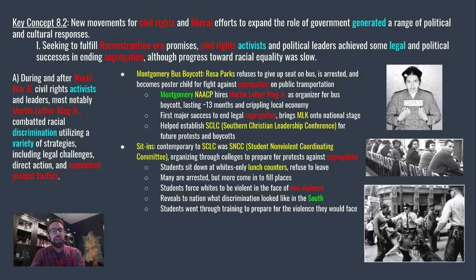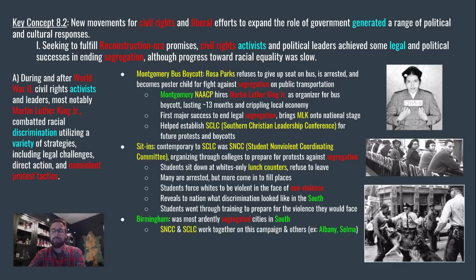And they said, if there's one place where we're going to have the most ardent resistance, it's going to be in Birmingham, one of the most segregated cities in the South, Birmingham, Alabama. Okay, very large city in Alabama. So they teamed up. They had some other campaigns as well in Albany, Georgia, and Selma as well. And basically they decided we're going to go in and replicate these nonviolent tactics.